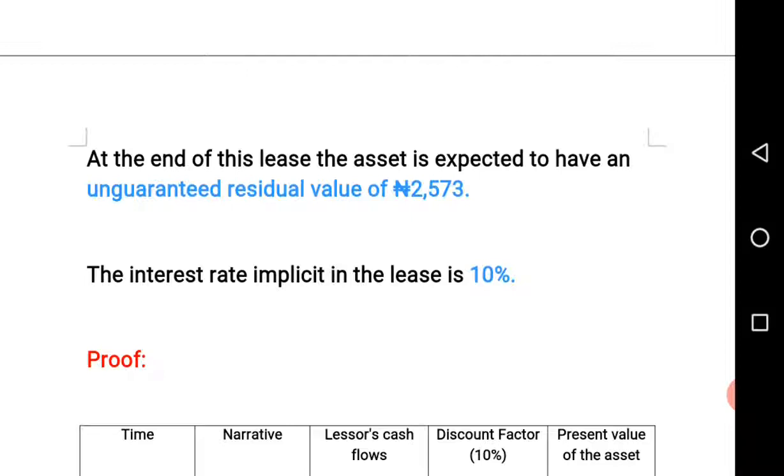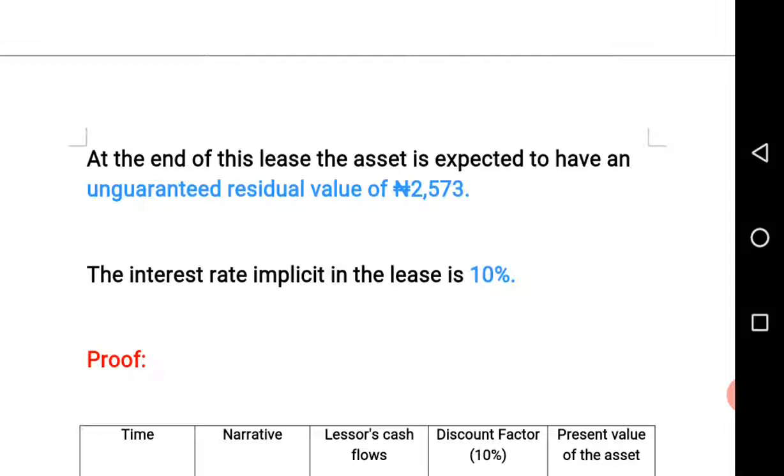Now we have a formal definition for it. It says the interest rate implicit in the lease is the discount rate that at inception of the lease causes the aggregate present value of A, the minimum lease payments, and B, the unguaranteed residual value to be equal to the sum of the fair value of the leased assets and the initial direct cost of the leasehold.